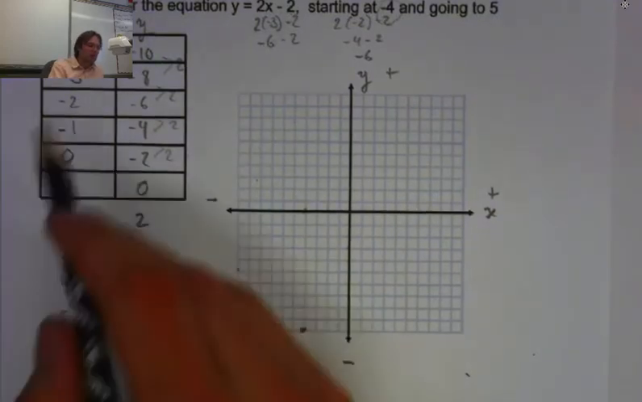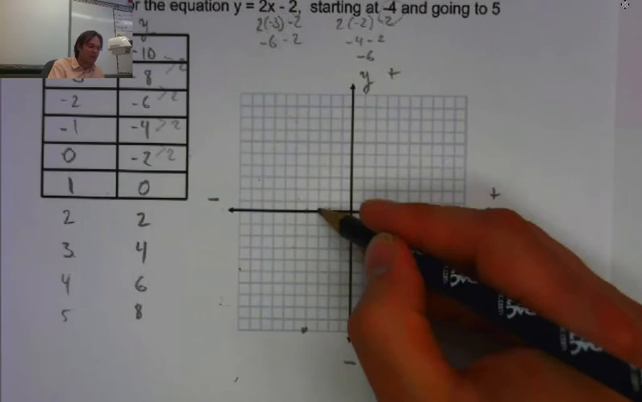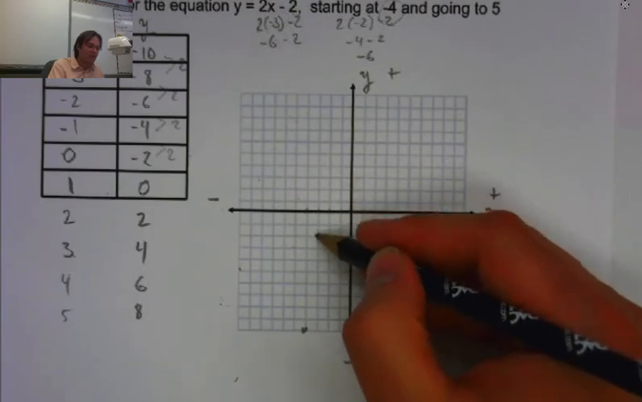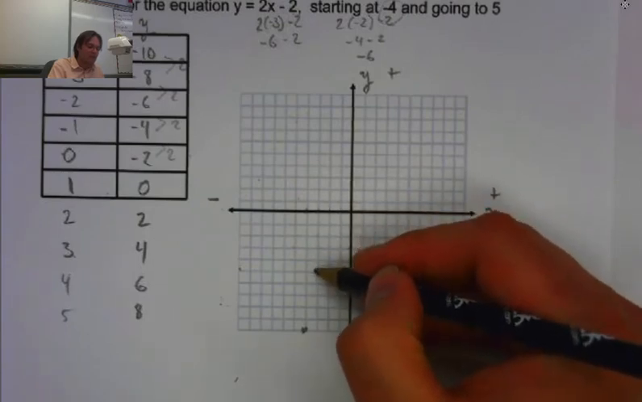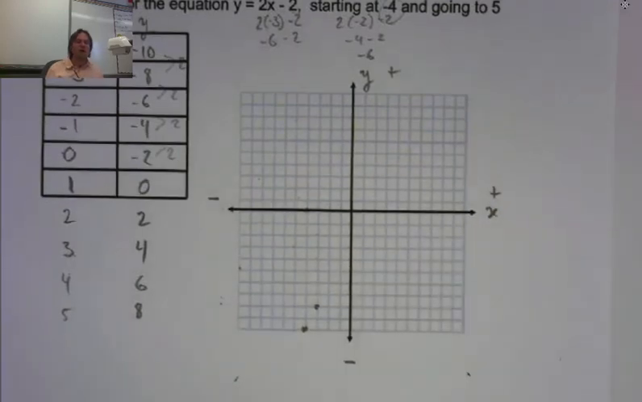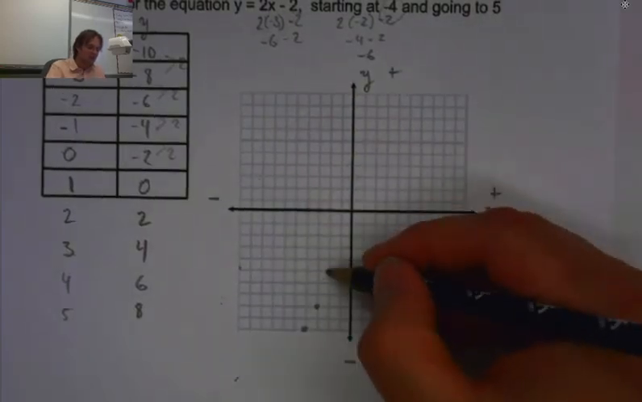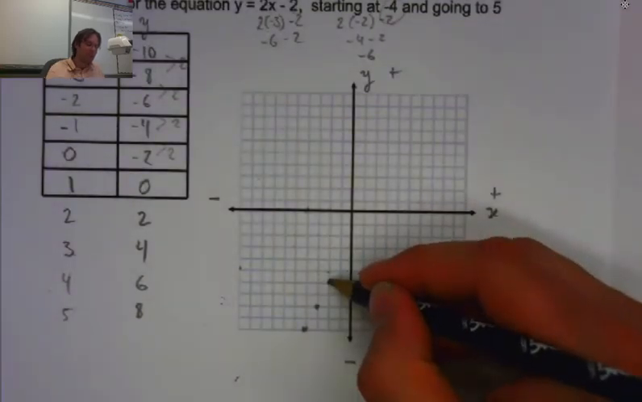So that is my first point, -4, -10. Let's look at my second point, which is -3. So -1, 2, 3, and then -8. So I count 8 down: 1, 2, 3, 4, 5, 6, 7, 8. Okay? Now my next point is going to be -2, -6. So it's going to be -2 all the way to -6.